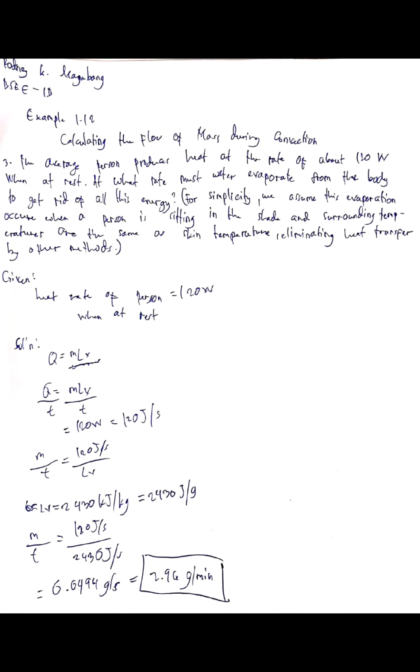This is example 1.12, calculating the flow of mass during convection. The average person produces heat at the rate of about 120 watts when at rest. At what rate must water evaporate from the body to get rid of all this energy? For simplicity, we assume this evaporation occurs when a person is sitting in the shade and surrounding temperatures are the same as skin temperature, eliminating heat transfer by other methods.